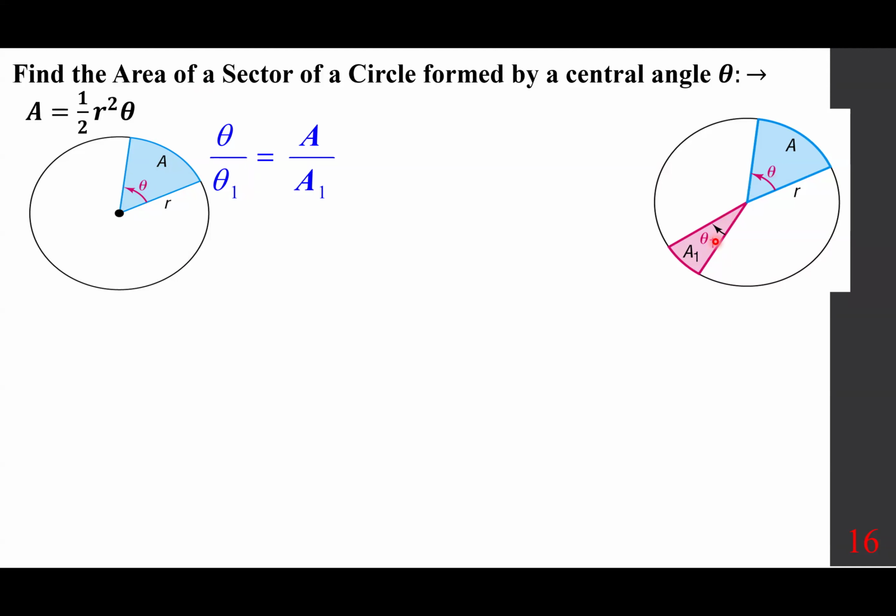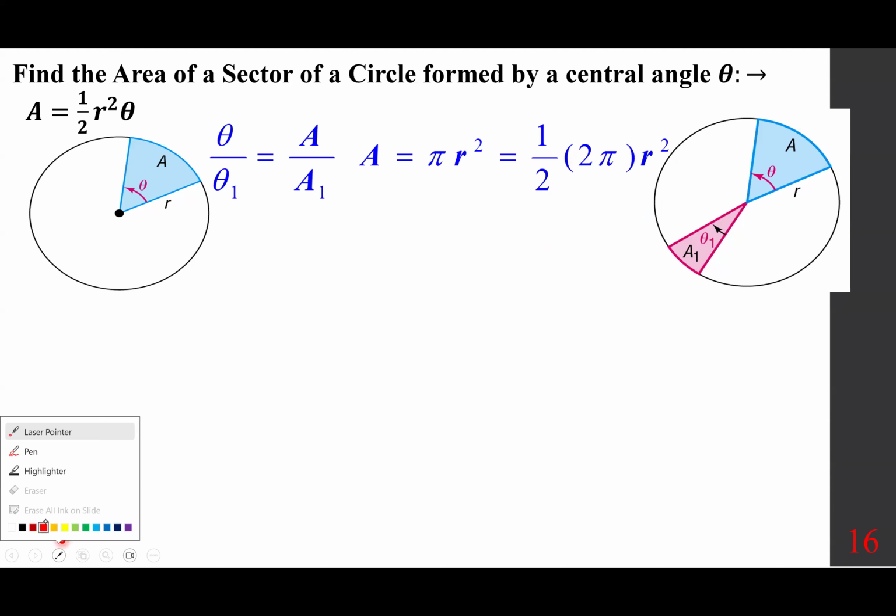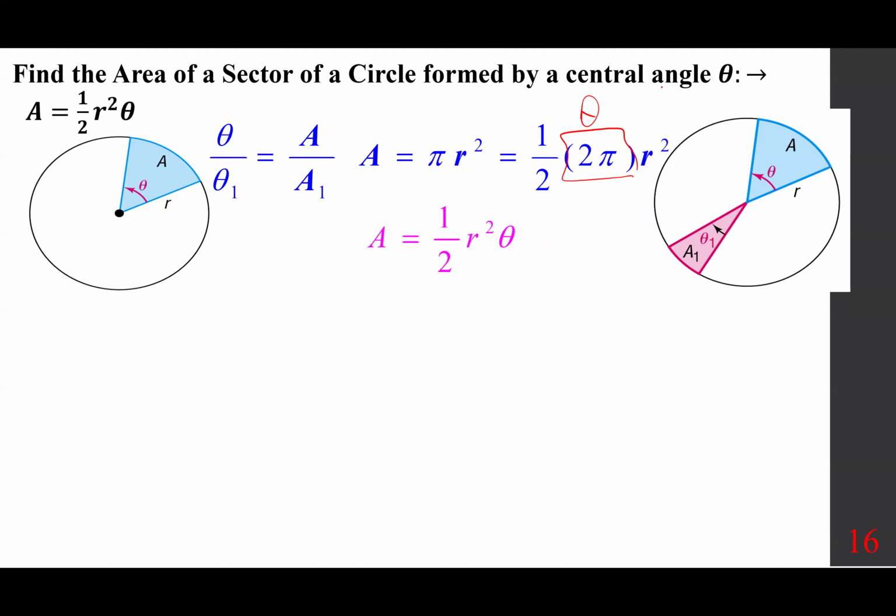The ratio of theta to theta 1 gives us the ratio of area of two regions, A2 to A1. And we know the area of a circle is pi r squared. And we know that a complete revolution is 2 pi. So pi is half of 2 pi, and this acts as a theta. Therefore, 1/2 theta r squared, or half of r squared theta. That is the justification for that.